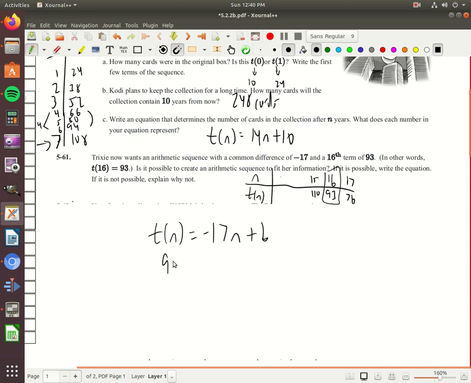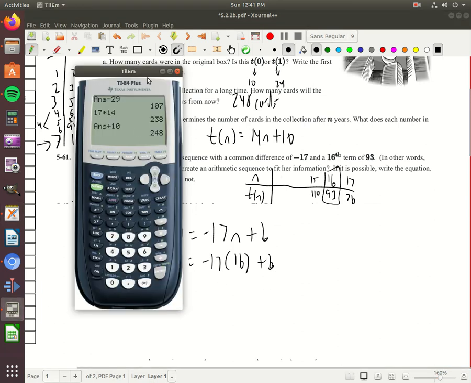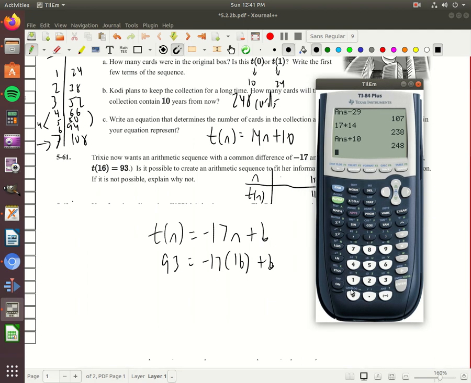So I know my t of n is 93, and I know that my n is 16. And it will give me my b, or my zeroth term, if I calculate this. So what I'm going to do is multiply negative 17 by 16. So negative 17 times 16 is going to give me negative 272.